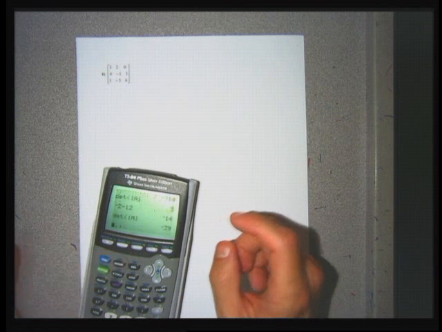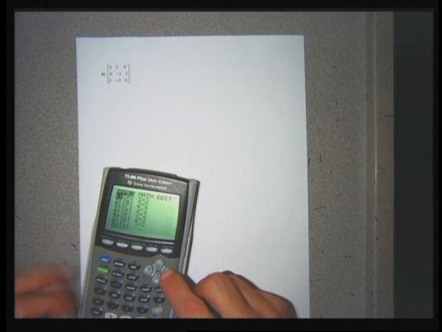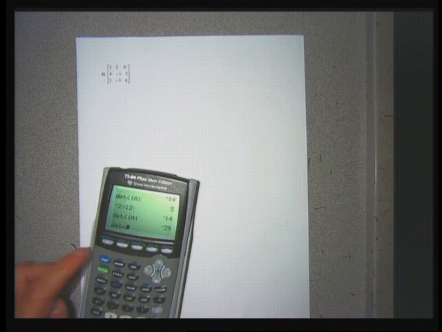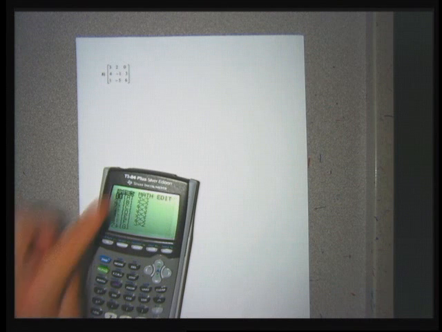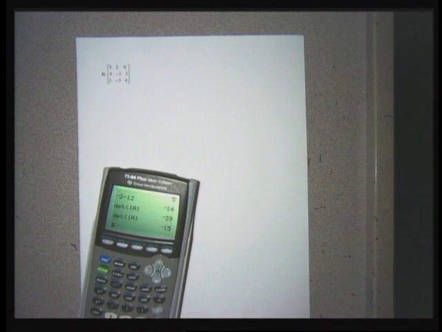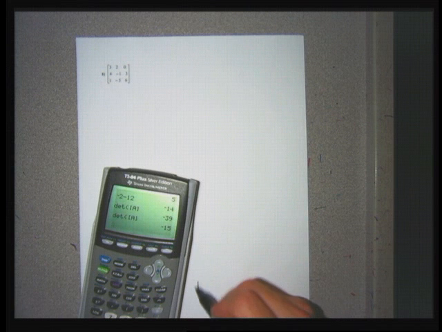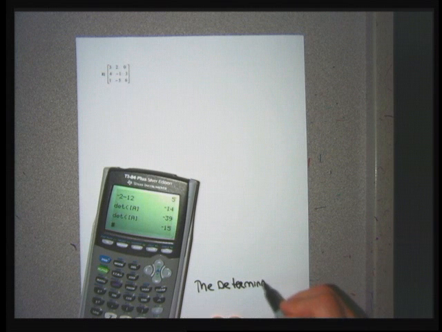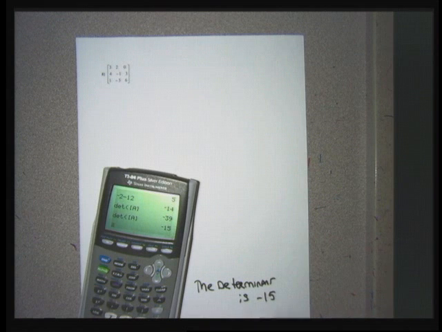Do second quit, and then second matrix math. Get the 1 in the DET highlighted, and then second matrix, have the names in the A highlighted, hit enter, and the determinant of this matrix is negative 15. I'll do it by hand.